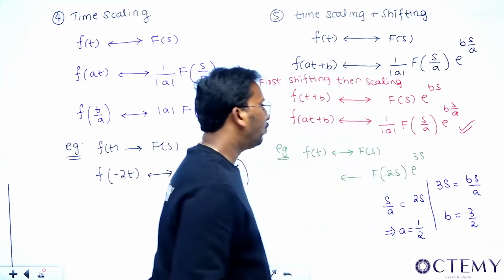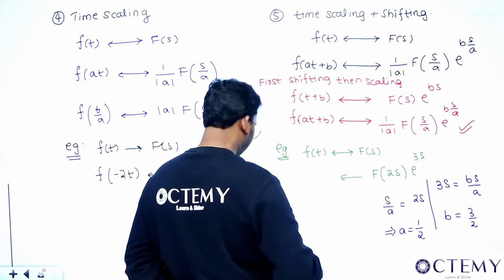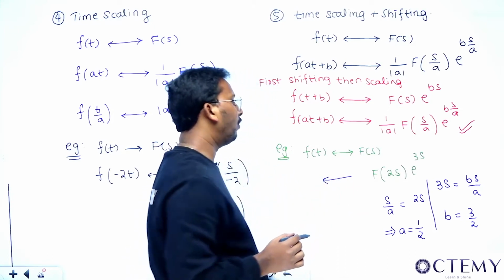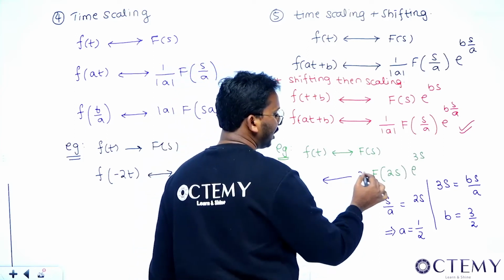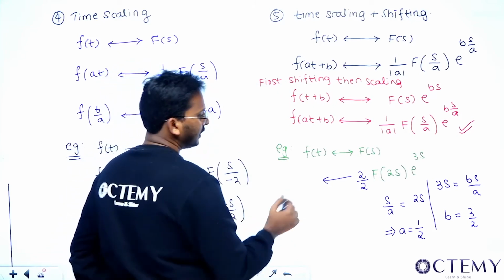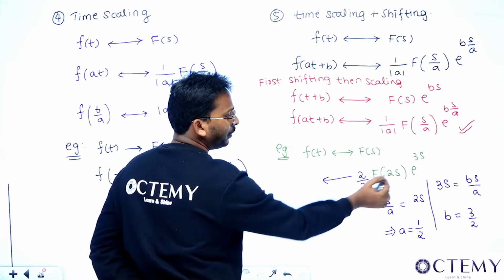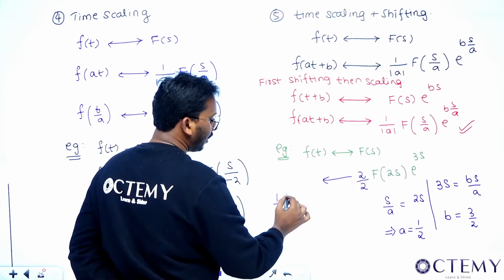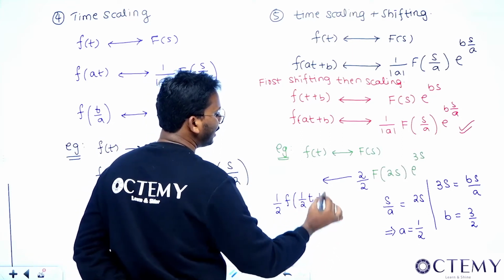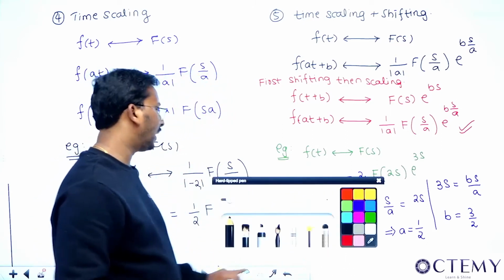Right? So what will this become? Actually there should be 2 here, but there is no 2. So we'll write 2 by 2. Right? Then what will happen, see sir? Then you can write this as, basically this 2 should be this. So 1 by 2 will come into f of a is how much? 1 by 2 t plus b is how much? 3 by 2.